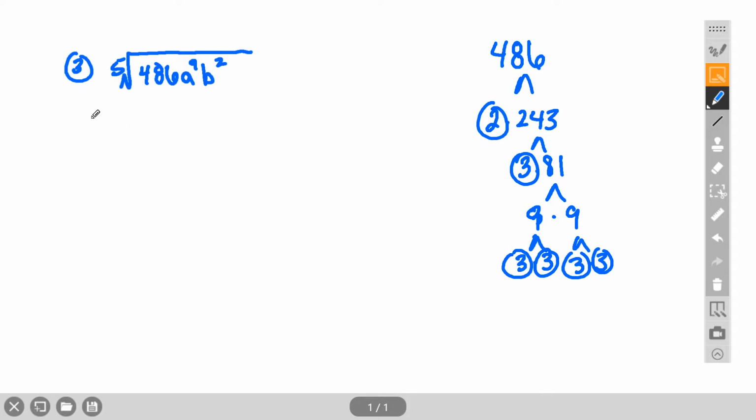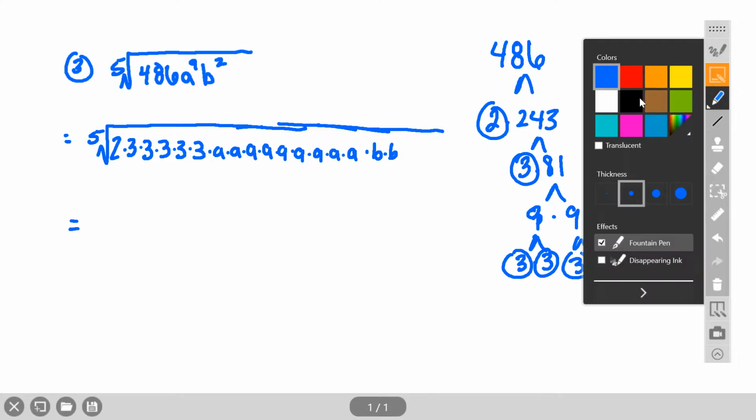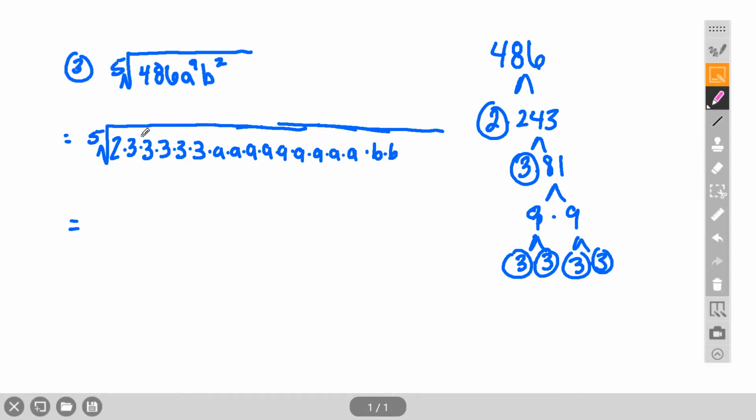Okay, so I can rewrite this as the fifth root of 2 times 3 times 3 times 3. There's 5 3's here. And then a to the 9th, that's 9 a's: 1, 2, 3, 4, 5, 6, 7, 8, 9. And then b squared, that's 2 b's. Okay, so I've got everything broken up. Now I'm going to start taking out groups of 5, groups of size 5.